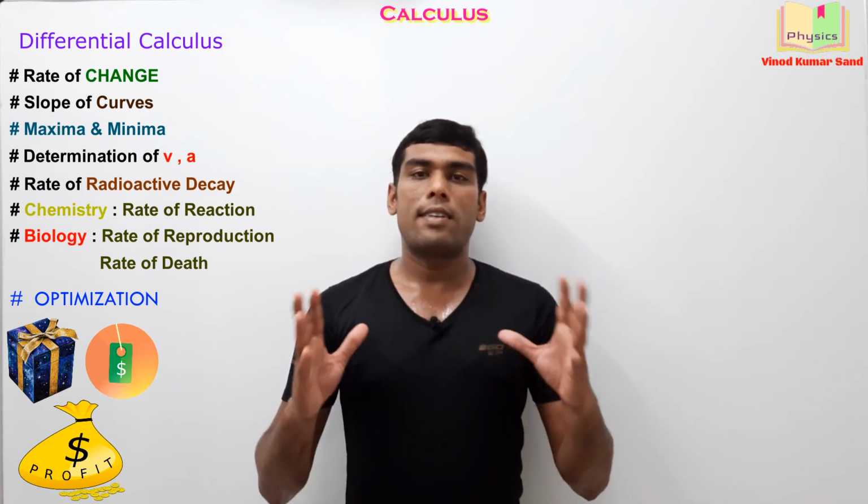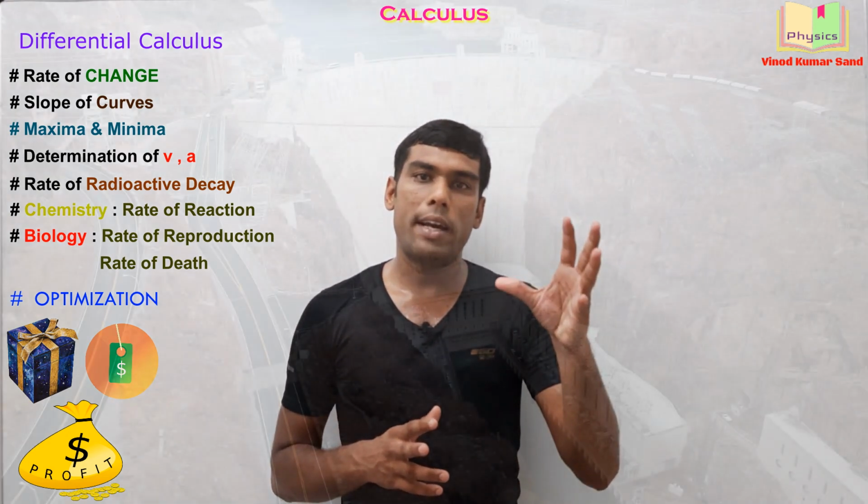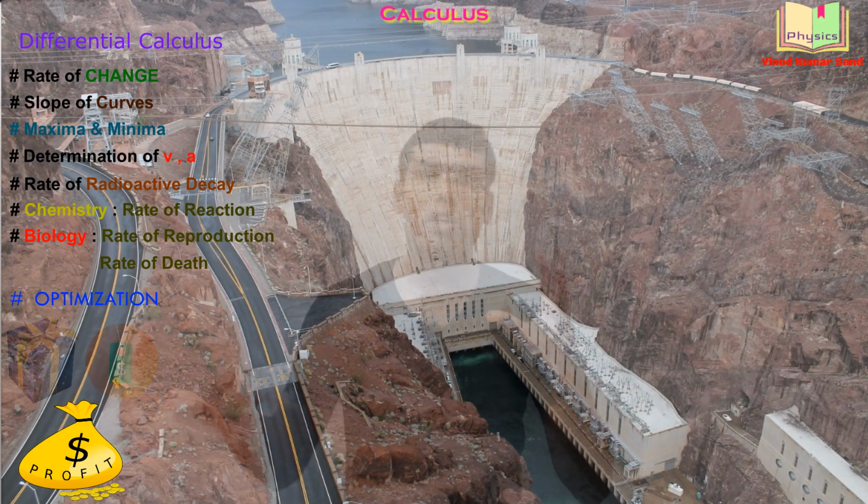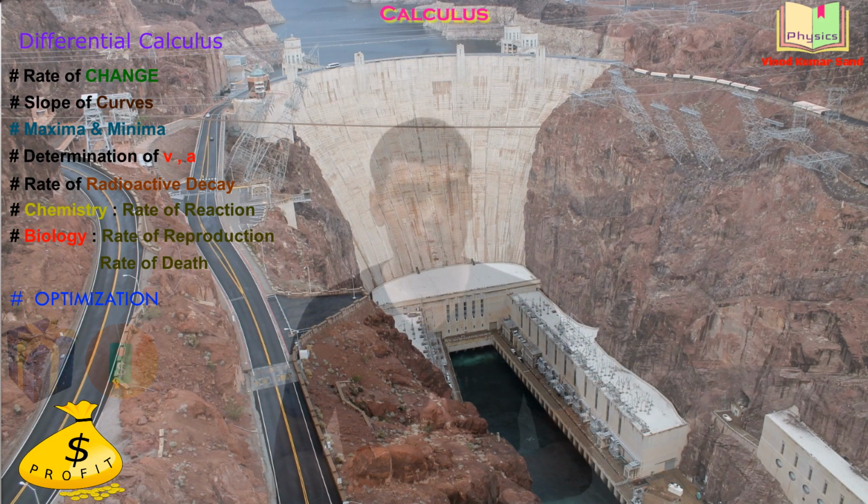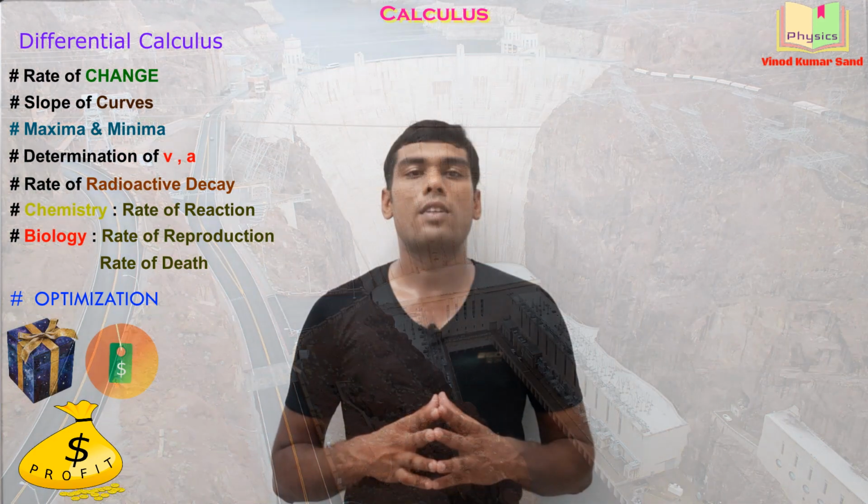Let's say there is a dam. From the dam, you want to bring the water to a hydroelectric power plant. Now, using which route should you bring the water? Which route will be the most economical one? This is an optimization problem and it can be solved using the differential calculus.